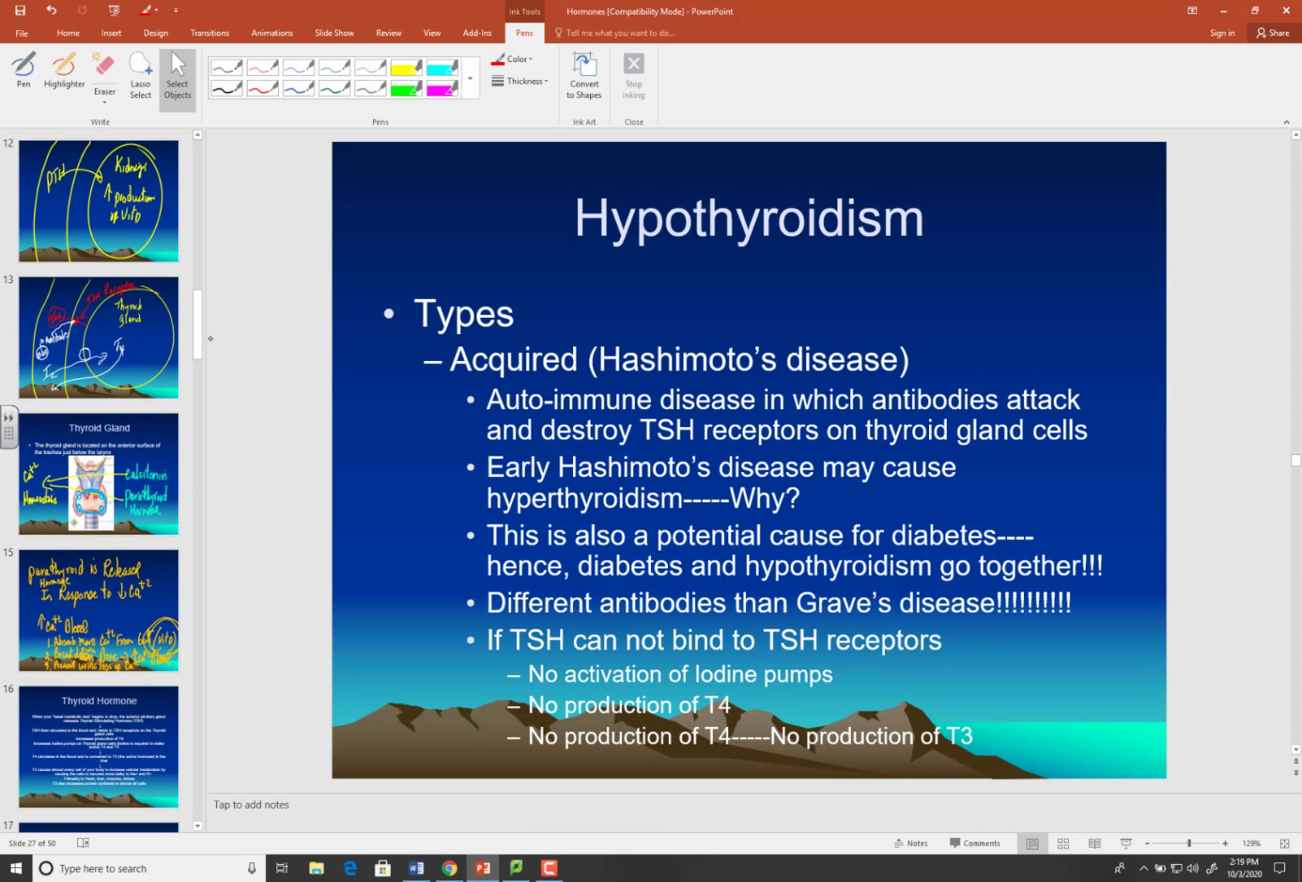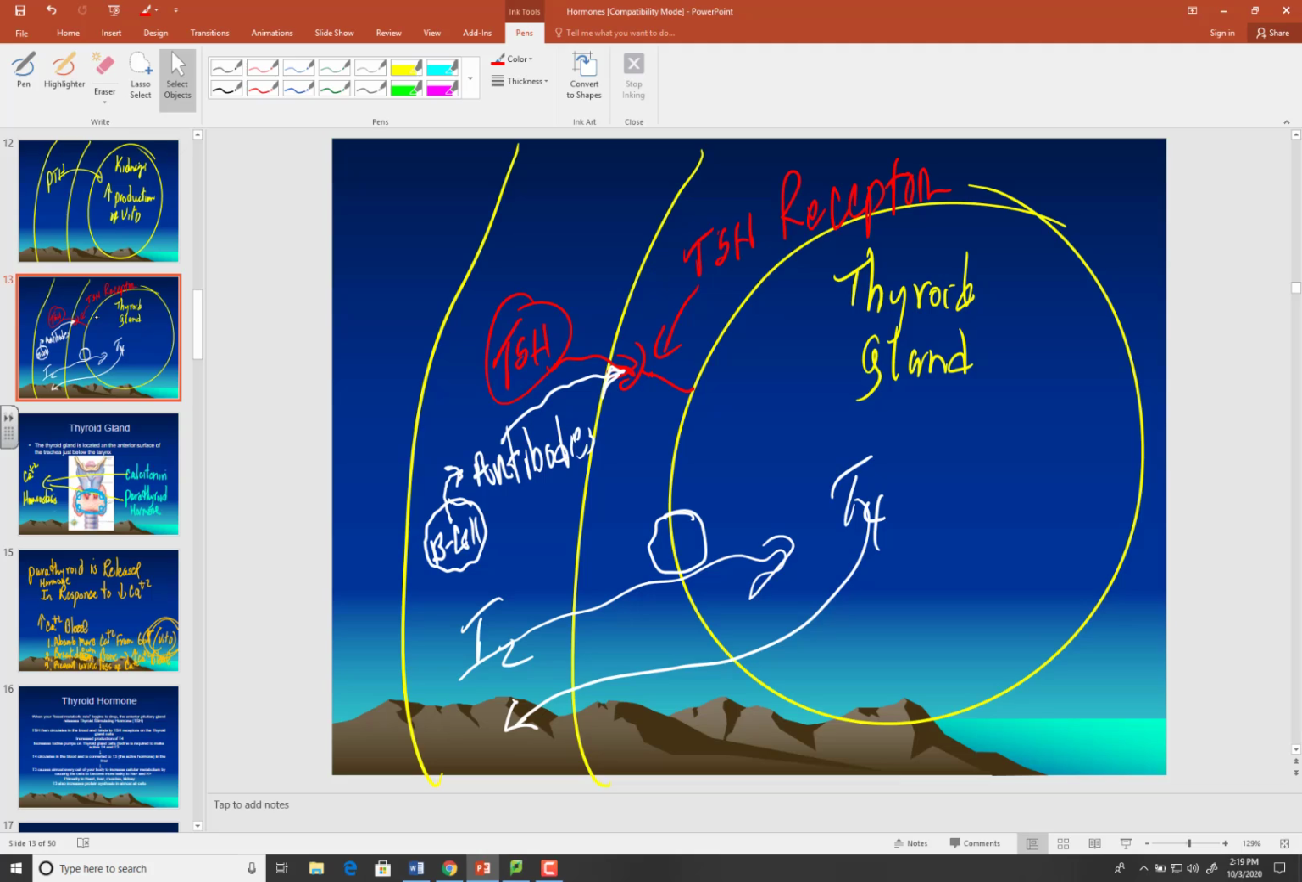And basically what it does is, instead of the antibodies stimulating the TSH receptors, the antibodies will actually destroy the receptors along with the thyroid itself. So these antibodies will actually start attacking and destroying thyroid cells. Now look, you store T4 in the thyroid gland.